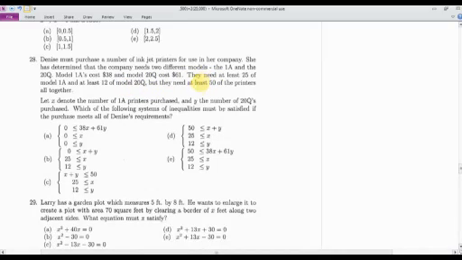Like, can we spend $1 million? Can we spend $100? So because we don't have any constraints about that, this isn't of any use to us when coming up with the constraints. Alright, so let's move on.